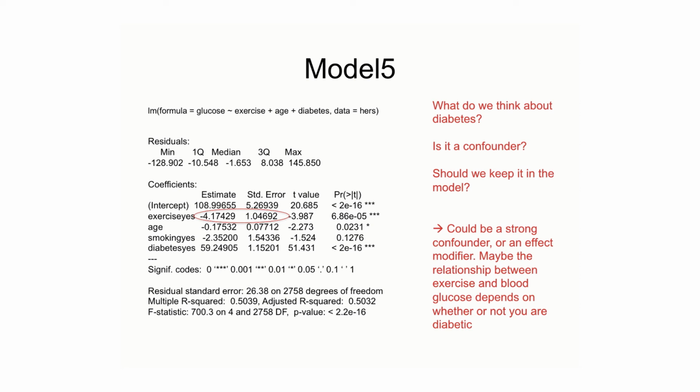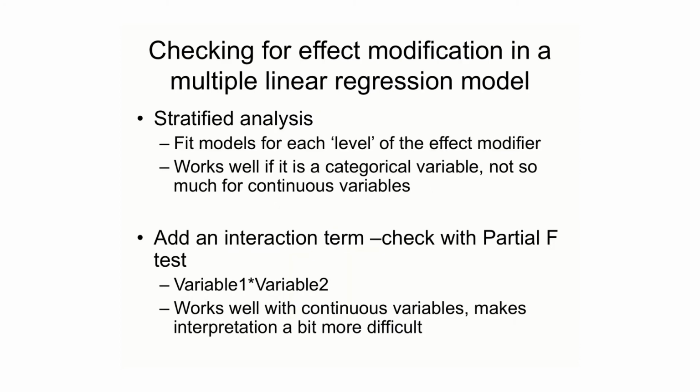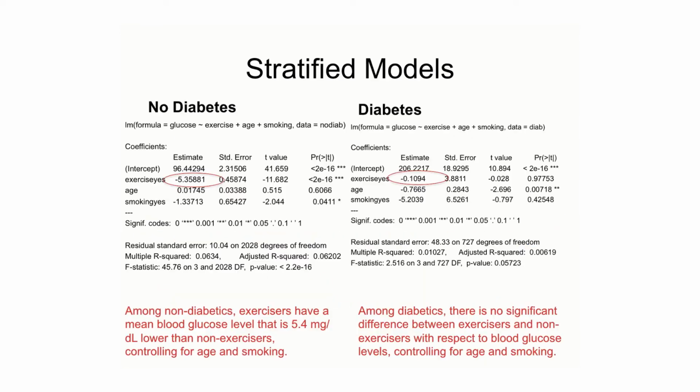But maybe diabetes is an effect modifier, so the effect of exercise on glucose depends on whether or not you have diabetes. Remember from our discussion last week that there are two ways to check for effect modification. You can use stratified models, so fit a multivariable model for each level of the effect modifier, so one for diabetics and one for non-diabetics. And this works well for categorical variables, which is what we have here with our diabetes variable. And the second option is to add an interaction term. This works well with continuous effect modifiers, but interpretation is more difficult. So let's try both methods.